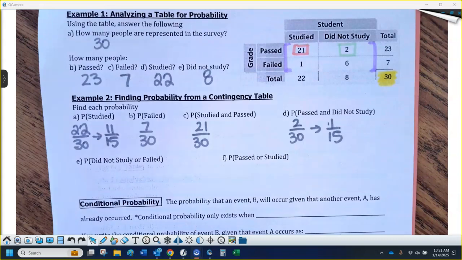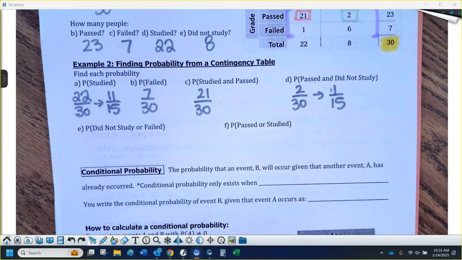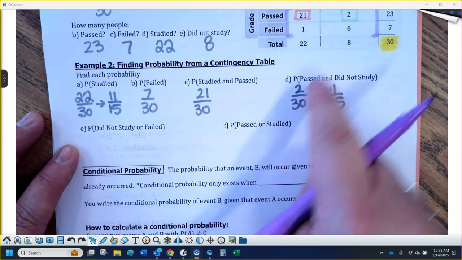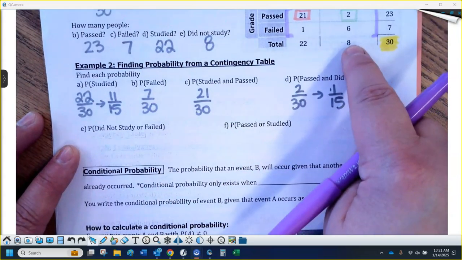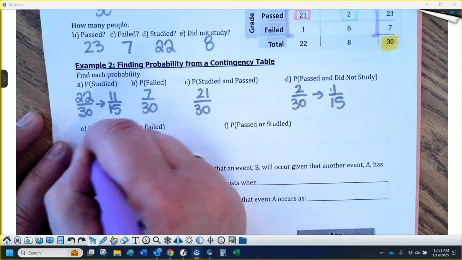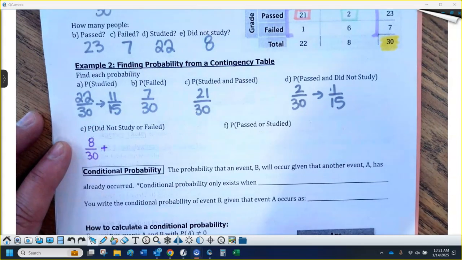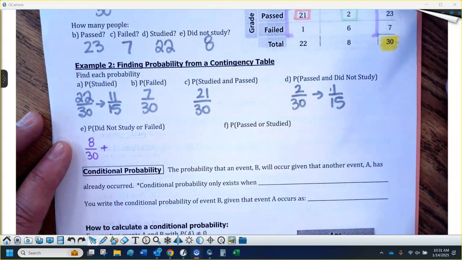So with an AND statement, you're looking for an intersection on the table of those two columns, or row and column, that fit both categories. Now, if you're doing an OR statement, let me just do the first one. It says they did not study or they failed. If they didn't study, there's 8 people that didn't study out of 30. With OR statements, we're always going to add stuff up. They failed, all right? There's 7 people that failed.